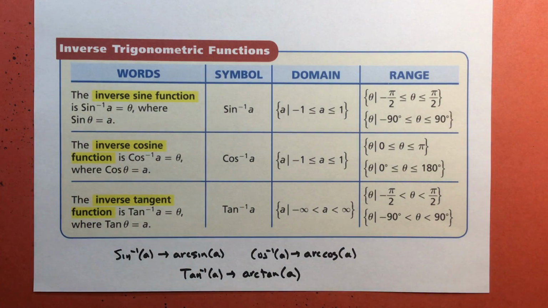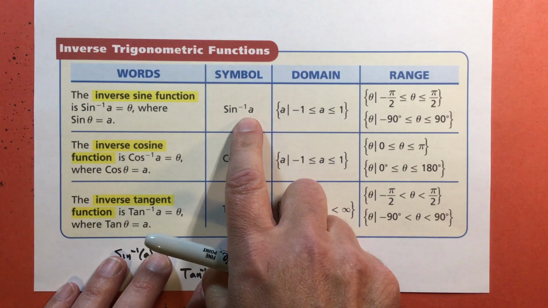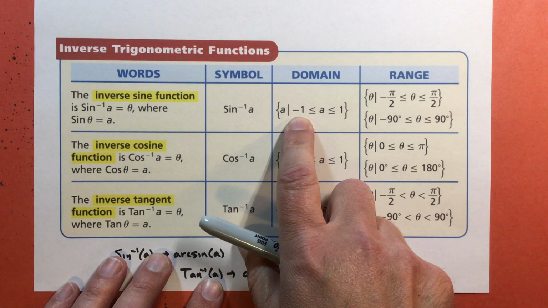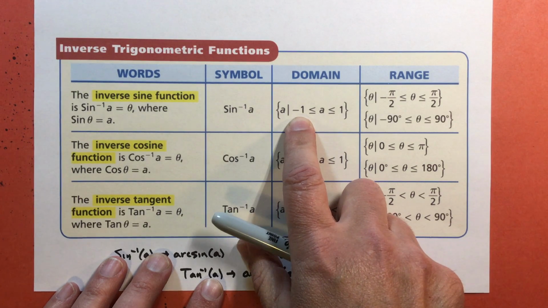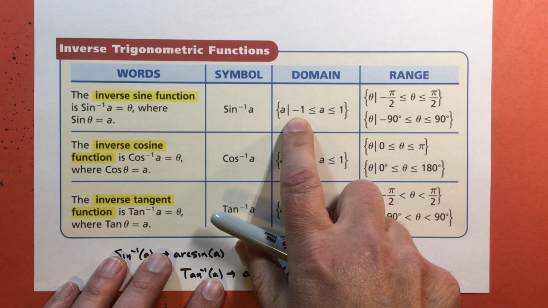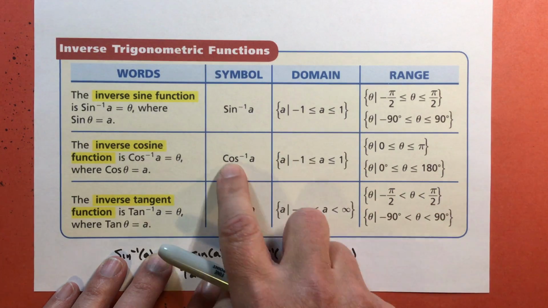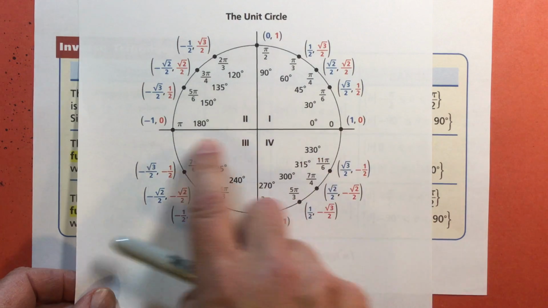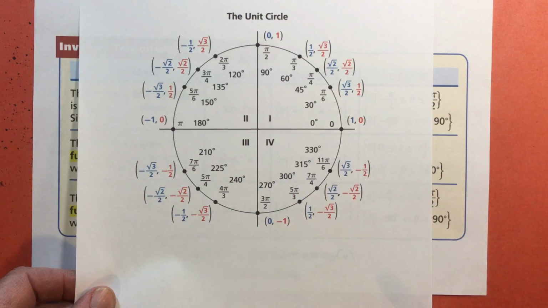So if I reverse that, because I'm talking about the inverse function, what I put into my inverse sine has to be anything between -1 and +1. Same thing with cosine. The cosine goes from -1 to 1.